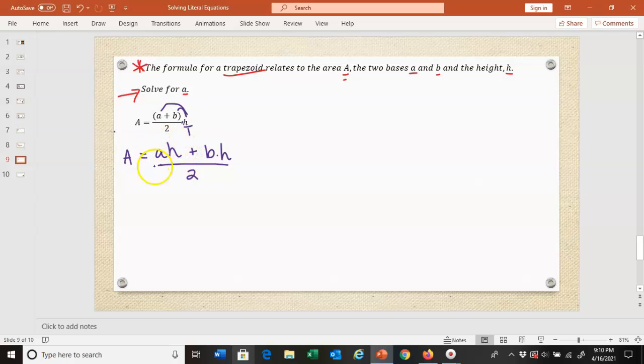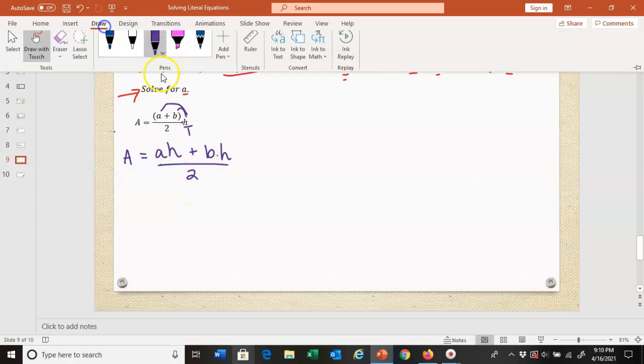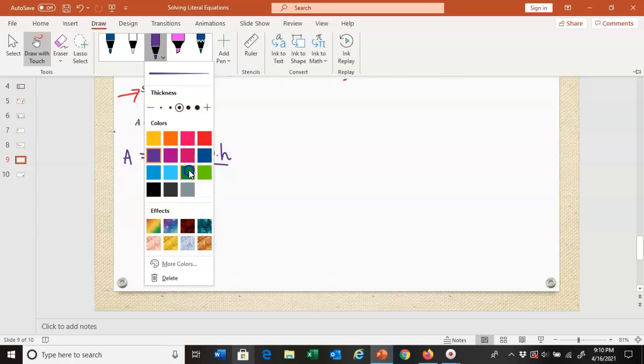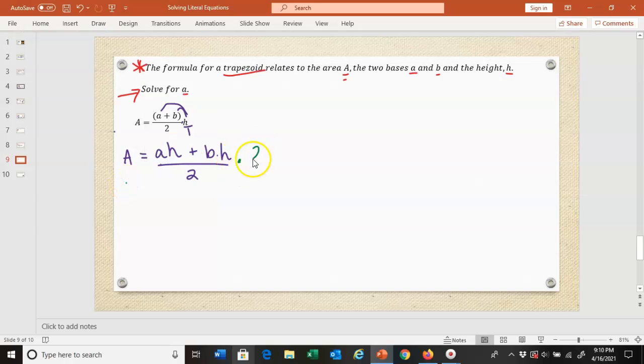Now check it out. We have a big fraction here. So we're dividing by 2. What's the inverse of division? I'm going to get a different color. It is multiplication. So we're going to multiply both sides by 2 in order to do that. Kind of like they did in that video. Remember where they crossed out times? All right, so we have 2A, big A, equals little a h plus little b h.